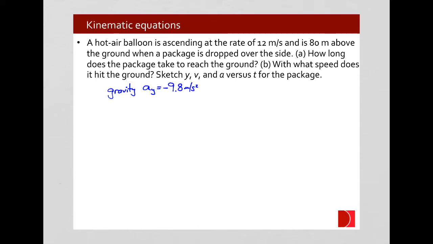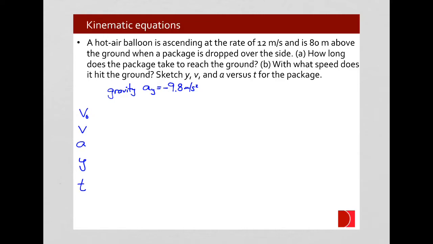That's a constant amount, so that means that we can use our kinematic equations here to represent the motion of this package. Using the kinematic equations, we have the variables. We have the initial velocity of the object, the final velocity, the acceleration, the displacement, and the time elapsed. In this situation, we're told that the hot air balloon is ascending at a rate of 12 meters per second when this acceleration due to gravity begins.